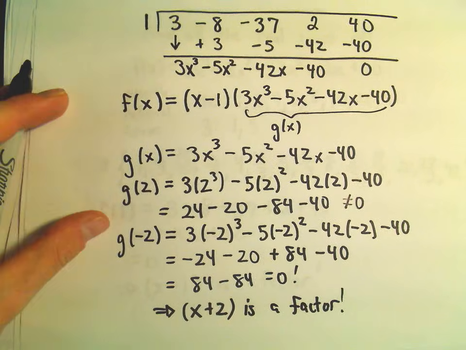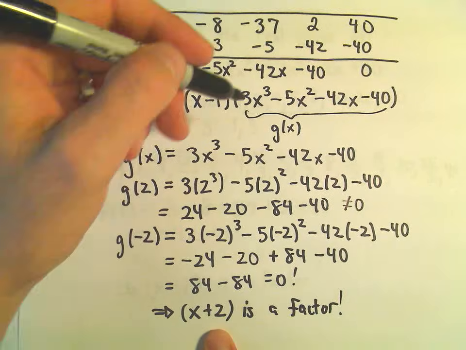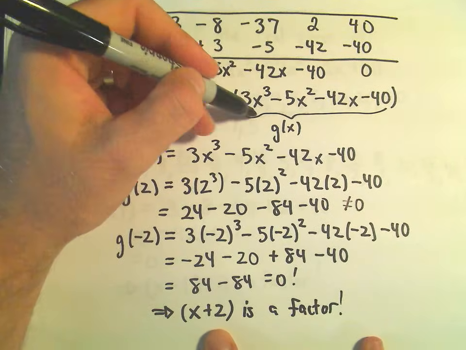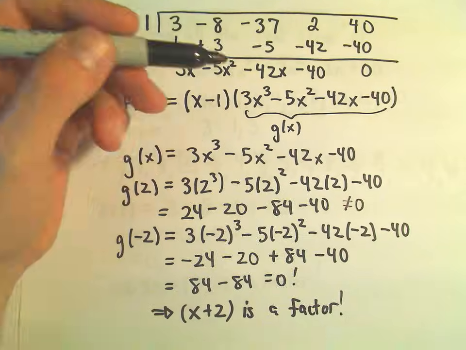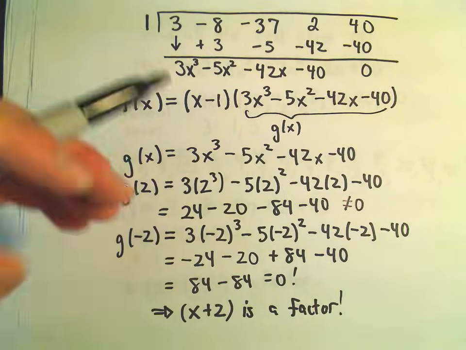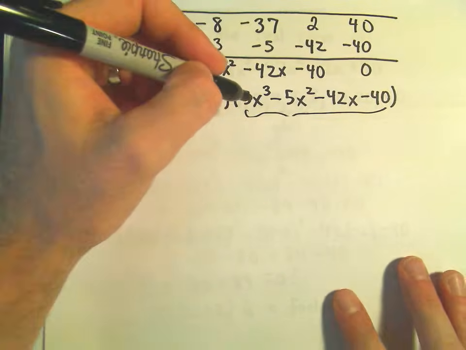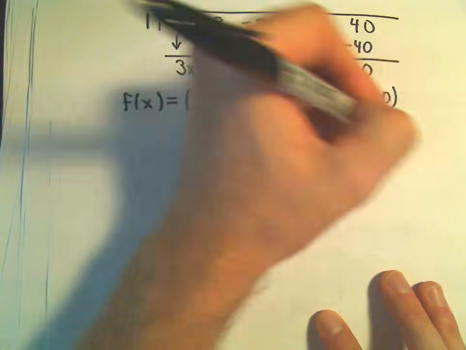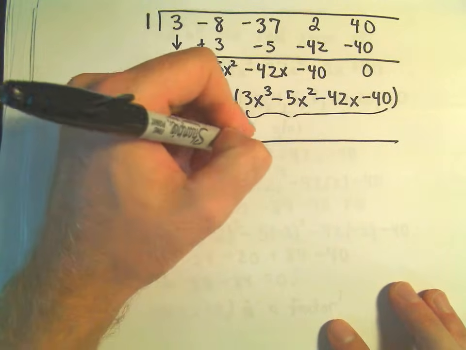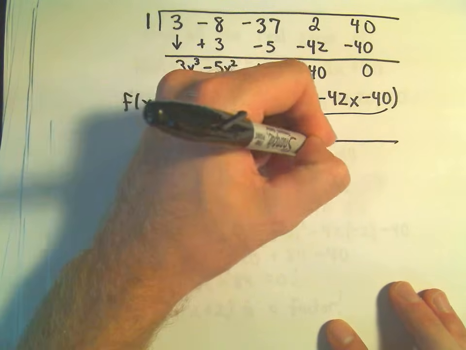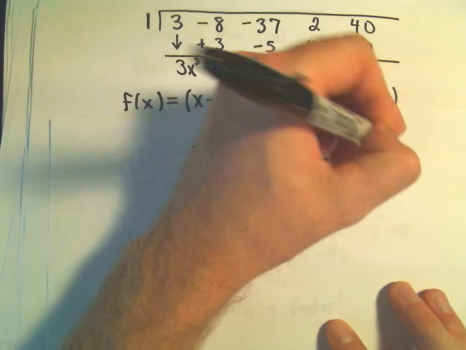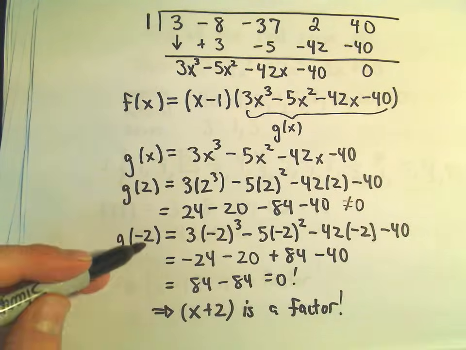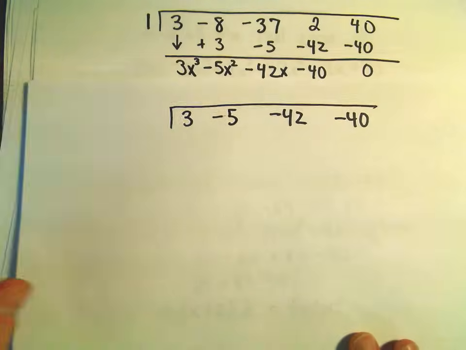So what I'm going to do now is synthetic division on my function g of x to help us break it down a little bit further. Okay, so I'm going to take the coefficients. We've got 3, negative 5, negative 42, and negative 40. Again, our 0 was negative 2, so that's what goes on the outside.